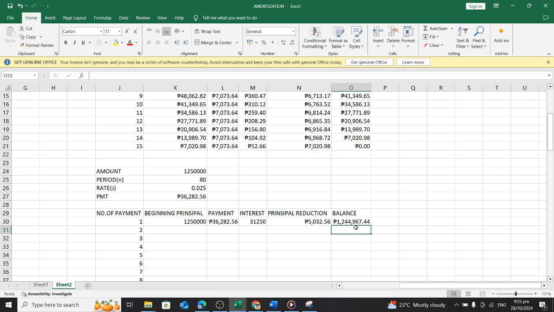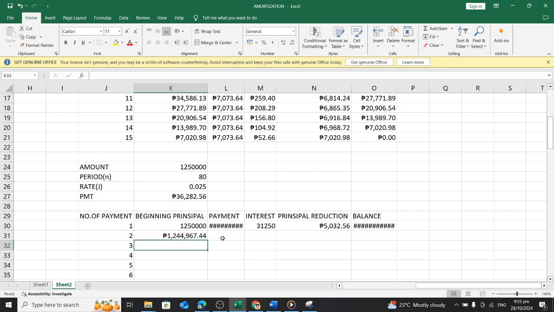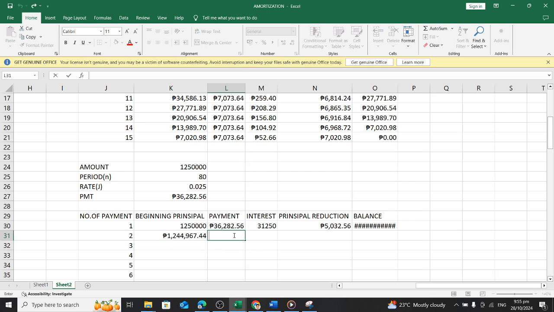So our balance after the first payment is 1,244,967.44. So our balance now will become our new beginning principal. So let's click that one to become our new beginning principal. Since our payment is constant, let's just put an equal and then click our payment. Since I already put the dollar sign in the first one, no need to write a dollar sign in the second. Now, to find our interest, this is crucial. So, equals, beginning principal, press shift and press 8, times, press the rate.